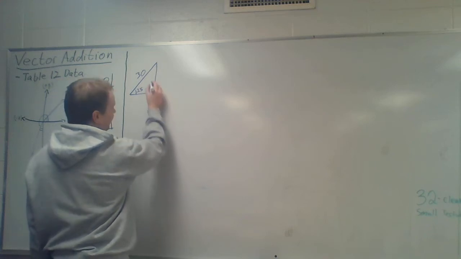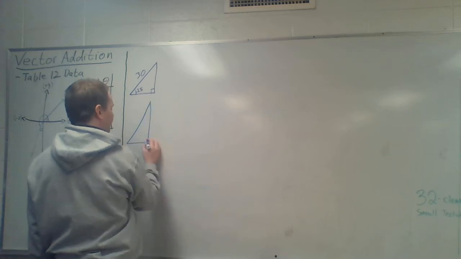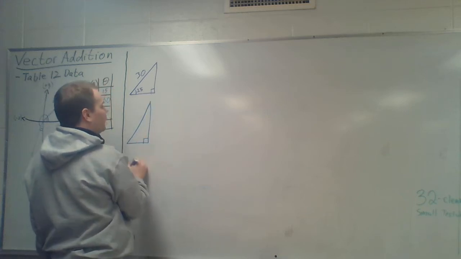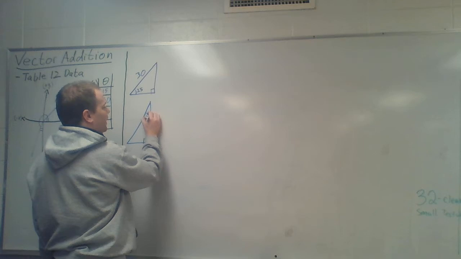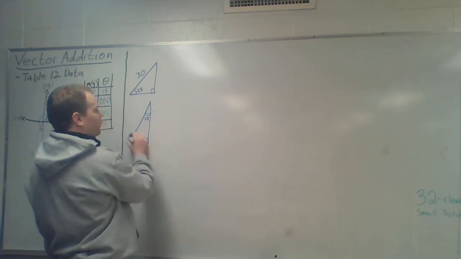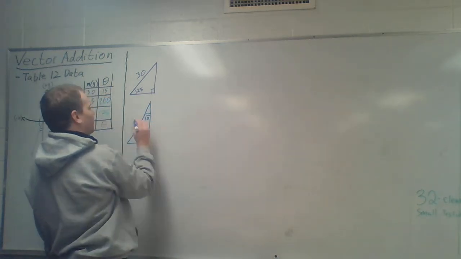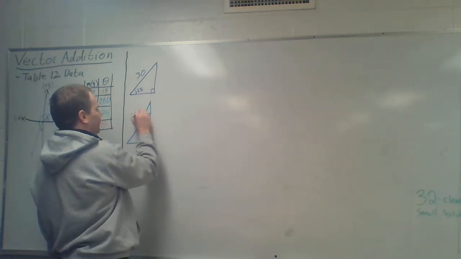So it's going to look about like this one, except it'll be taller and skinnier. And then this is the angle that I knew of, 10 degrees. And the magnitude of the hypotenuse is going to be the 35 from the table.